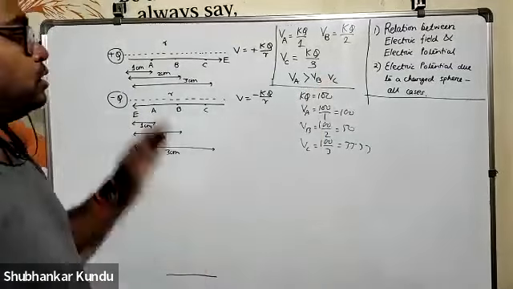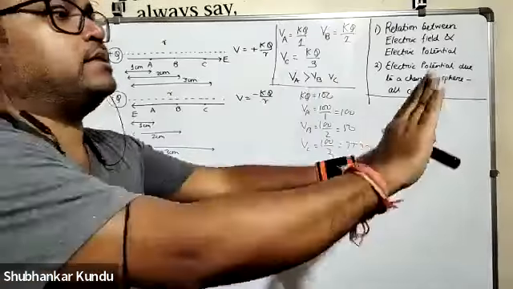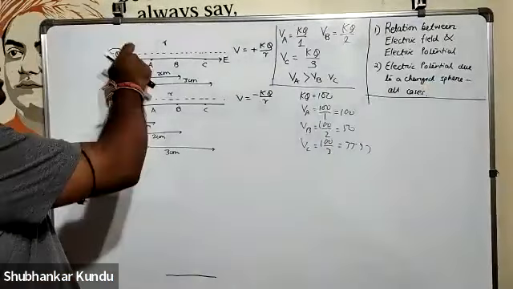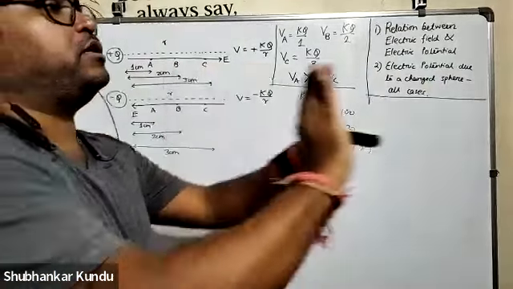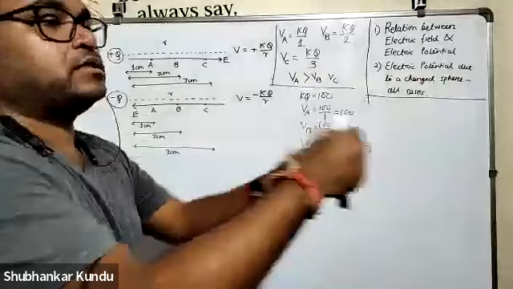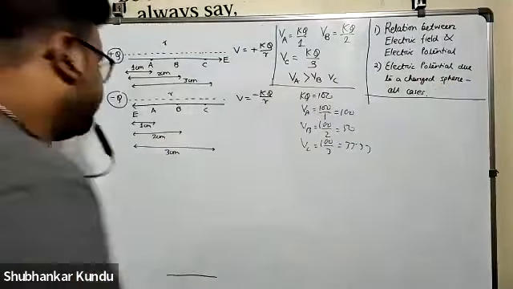What we told: electric field potential decreases in the direction of the electric field. For the positive charge, this is the direction of the electric field. So electric field potential decreasing, VC less, VA more, VA greater than VB greater than VC, all clear.